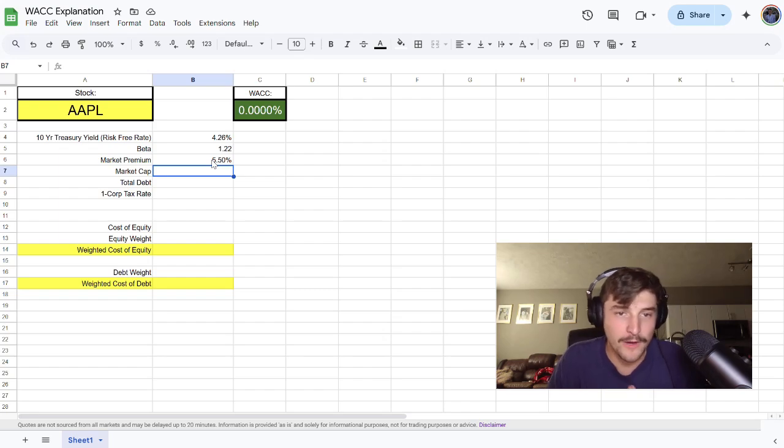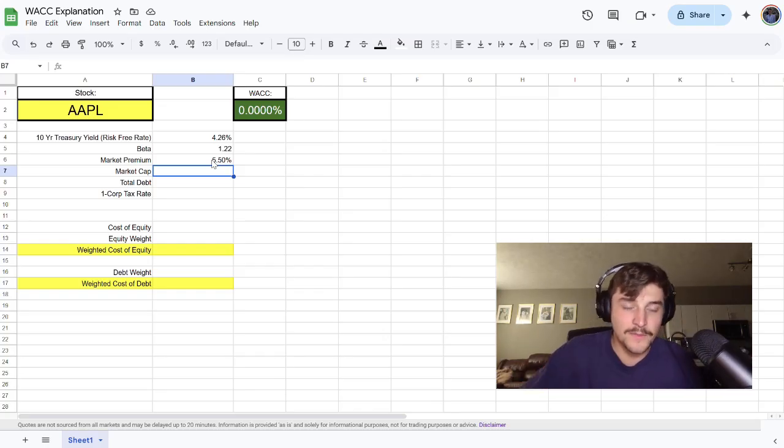The higher the market premium, the lower the valuation will be when you run a discounted cash flow model. And vice versa, the lower the premium, the higher the valuation would be, which means you would accept a higher price when you're investing. Okay. And I'll explain a little bit more later.